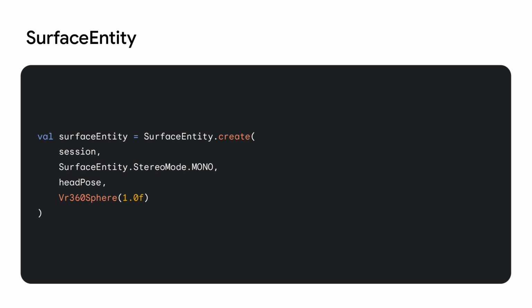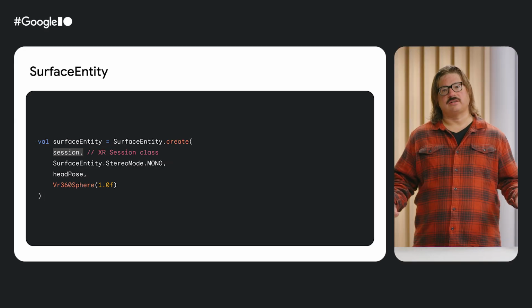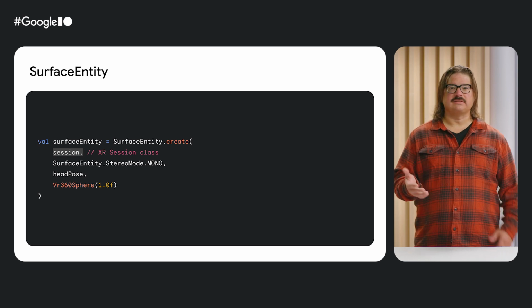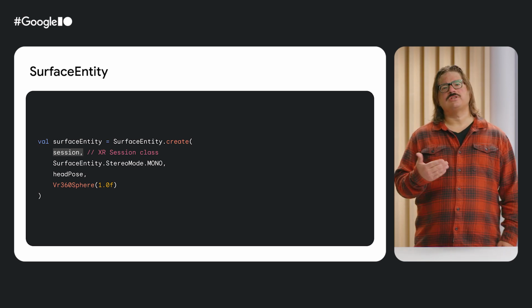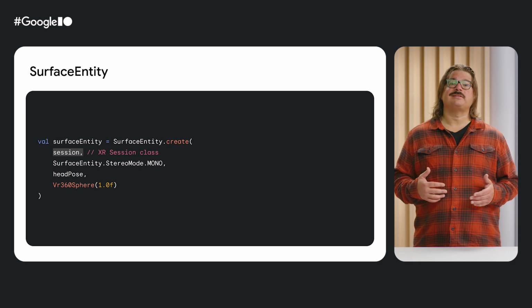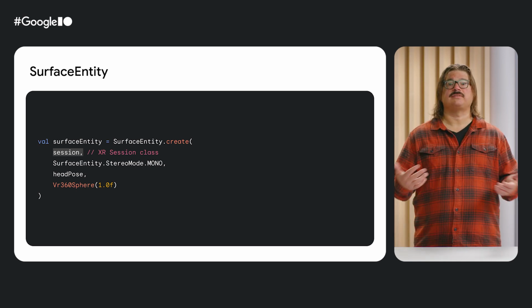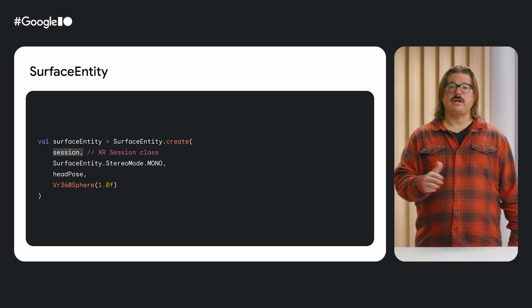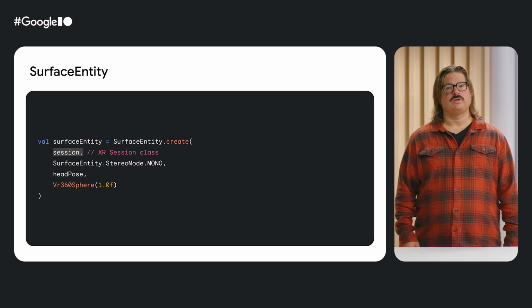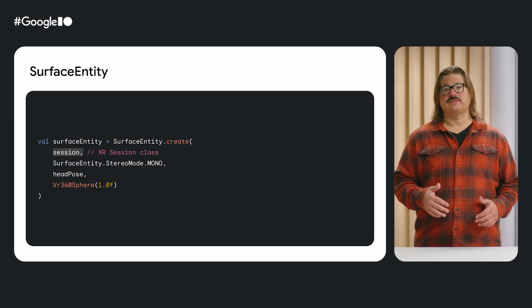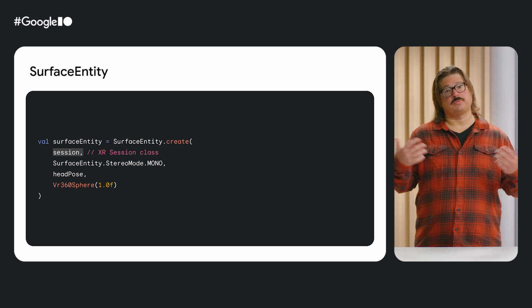To work with entities, and a lot of the other capabilities of SceneCore, we'll use the XR Session class. The session is the primary interface for apps to access SceneCore functionality, so you'll be seeing a lot more of it today. To create the surface entity, we'll need to pass our instance of the session into the factory method, and we'll specify the format of the video as well as the shape of the canvas. We specify mono because this video is monoscopic, meaning it presents the same video to both eyes, lacking depth information. We also specify that we'll need a sphere for our canvas, since it's a 360-degree video.